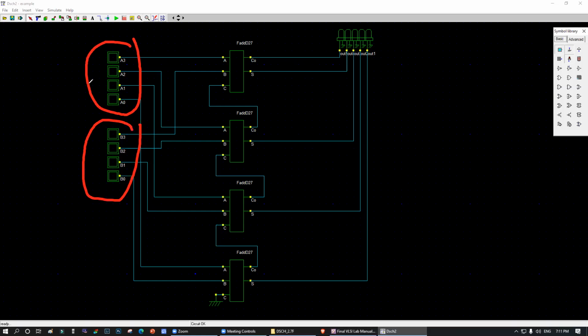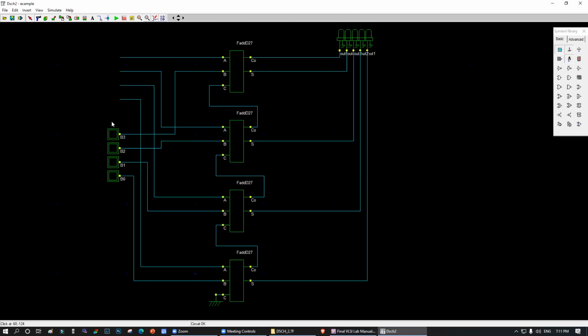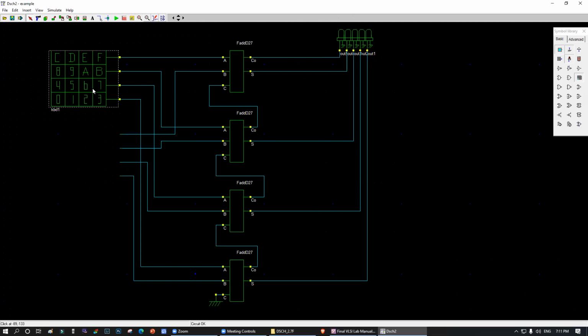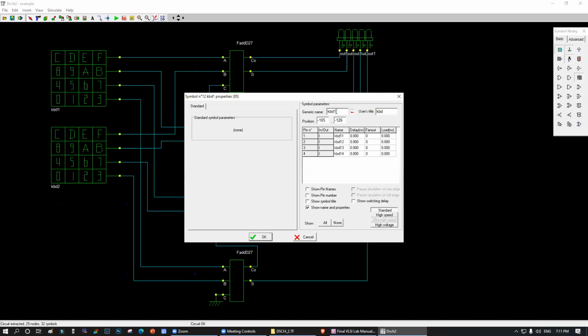Now look at this. We aim to change the binary into hexadecimal, and this binary output as well into hexadecimal. Okay. So how to do that? I'm going to cancel them. Then I'm going to use this hexadecimal keypad. This one. And this one. Double click.